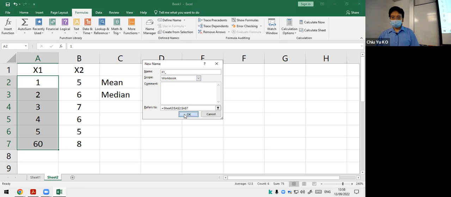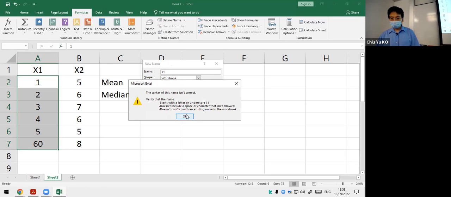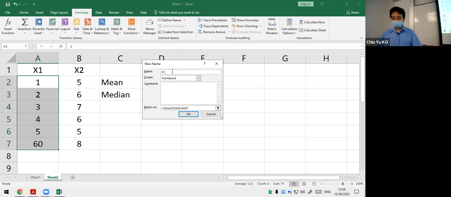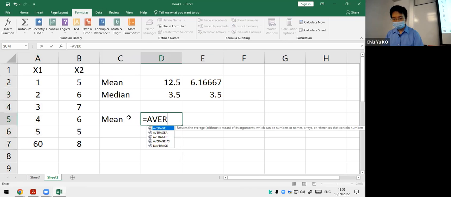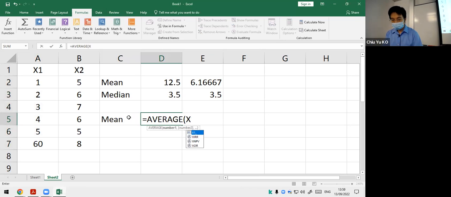Or maybe I don't like underscore. Can I do it? Oh, no, I cannot, because X1 means something else. So X1 underscore. In that case, I can do the following: average of X1 underscore. Then the formula already knows this is the case. The reason why you cannot call it X1 is because X1 already refers to the cell X1. So I have to name it this way.